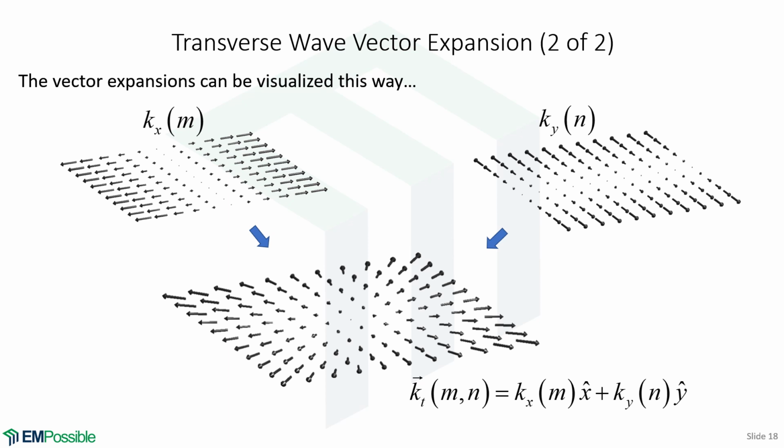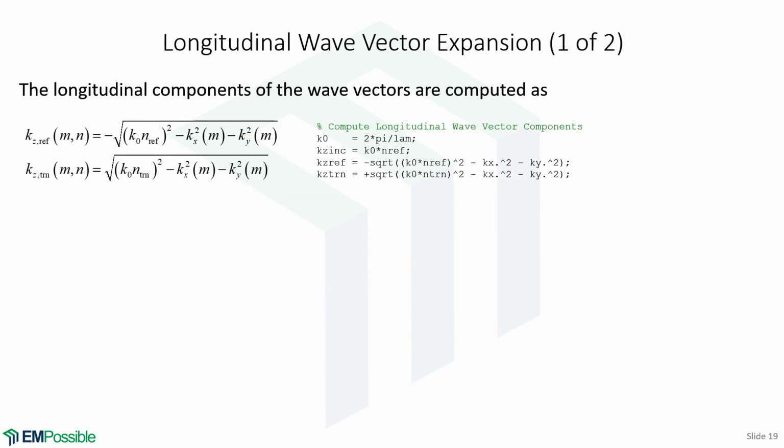But that's just the transverse component, not the longitudinal component. So the longitudinal components, those are calculated from the dispersion relation. The longitudinal component for the reflected wave has a minus sign here. That's the only difference. That's because it's reflected backward and is now a backward traveling wave. But these are both still two-dimensional arrays. But since we have the square root of a difference, those z components can be purely real or purely imaginary.